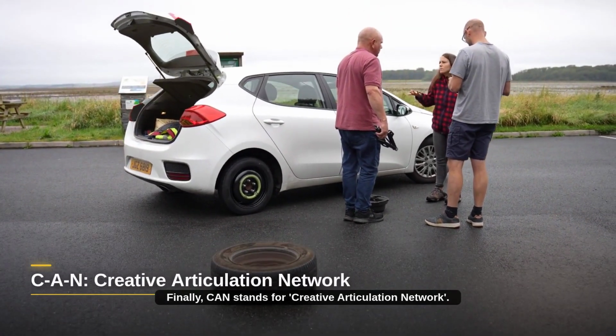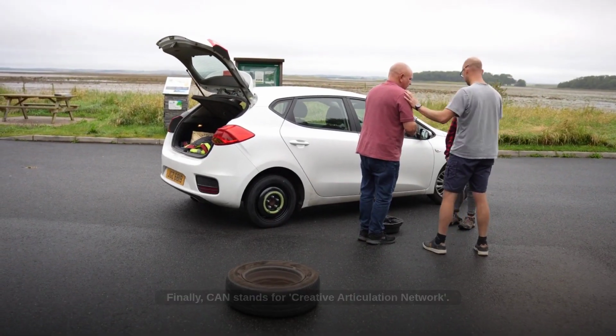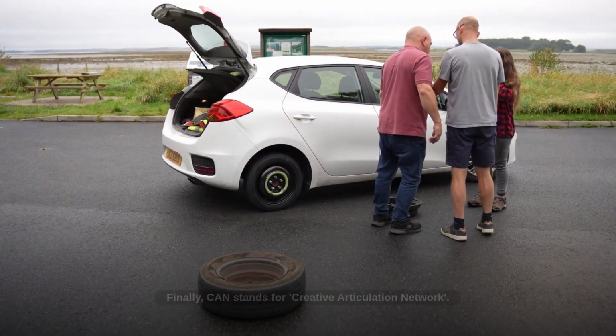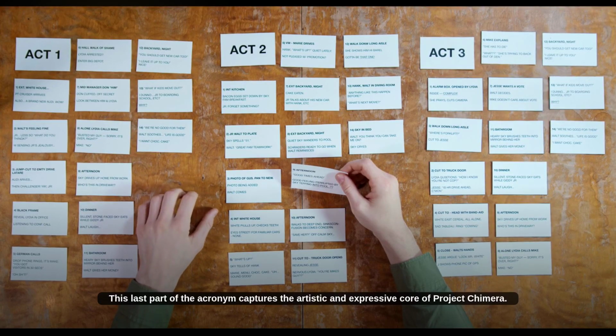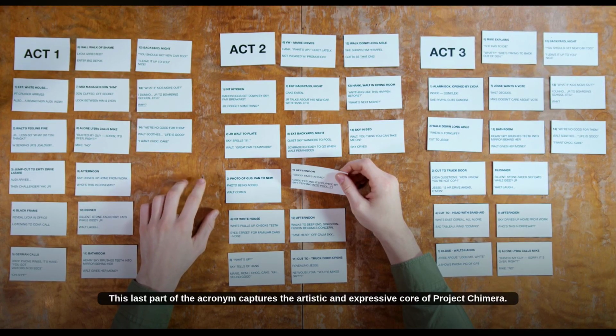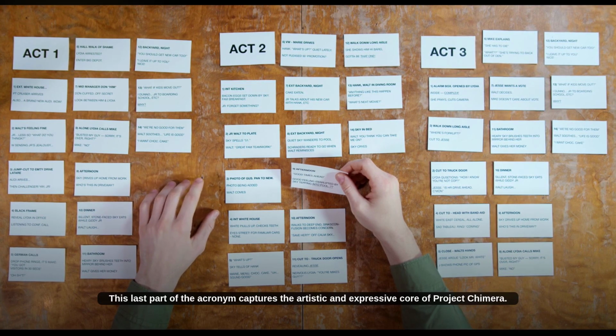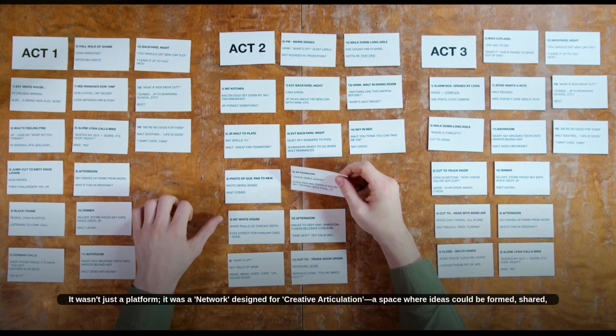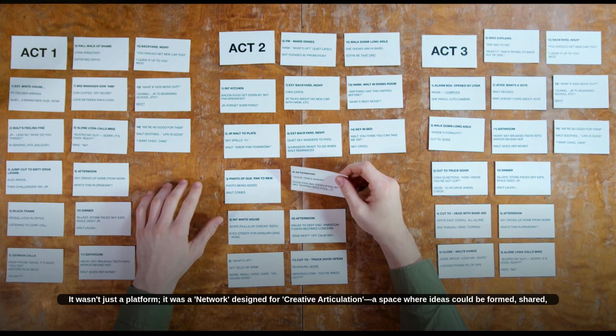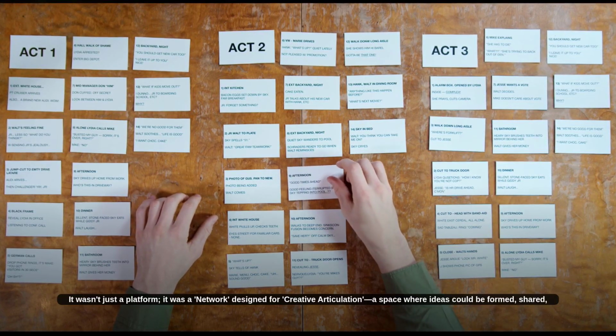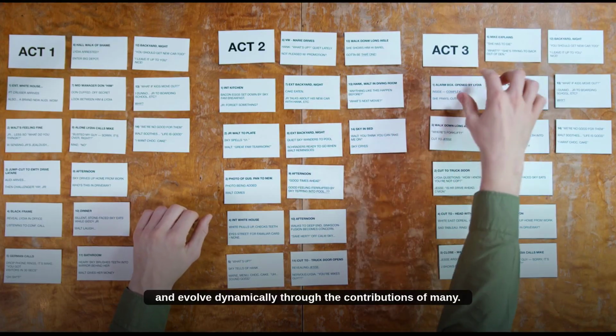Finally, CAN stands for Creative Articulation Network. This last part of the acronym captures the artistic and expressive core of Project Chimera. It wasn't just a platform, it was a network designed for creative articulation, a space where ideas could be formed, shared, and evolved dynamically through the contributions of many.